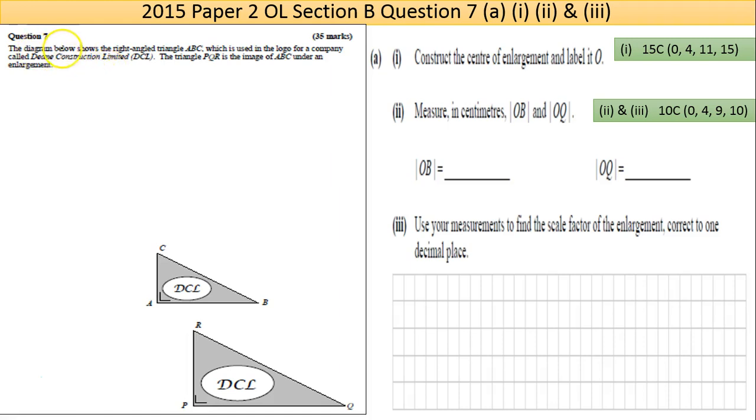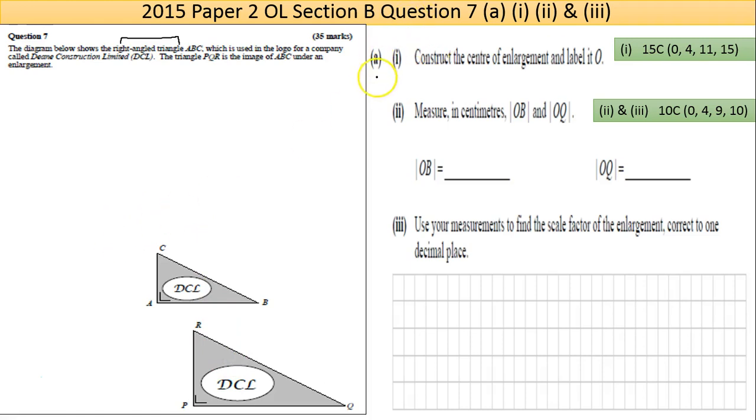Now the diagram below shows the right angle triangle ABC, which is used in the logo for a company. Now, we'll just mark right angle triangle, it should be important. Company called Dean Construction Limited, given the abbreviation DCL. The triangle PQR is the image of ABC under an enlargement. So we have the triangle ABC there, we have the enlargement PQR here, and that's what we're given.